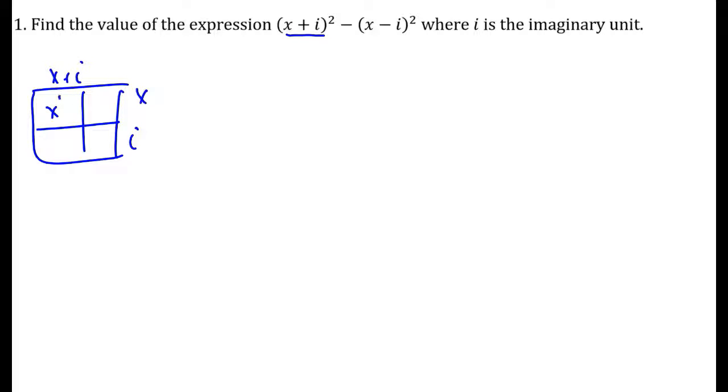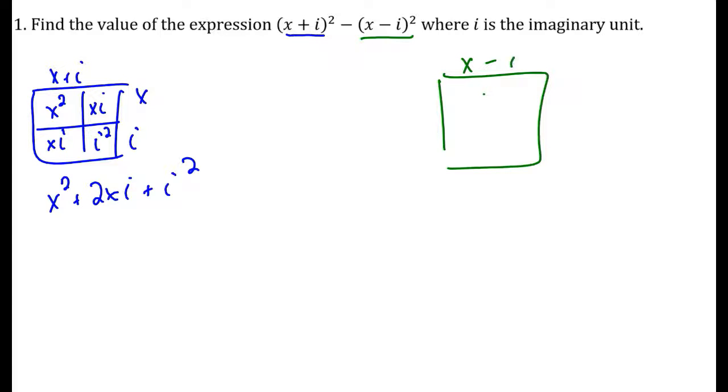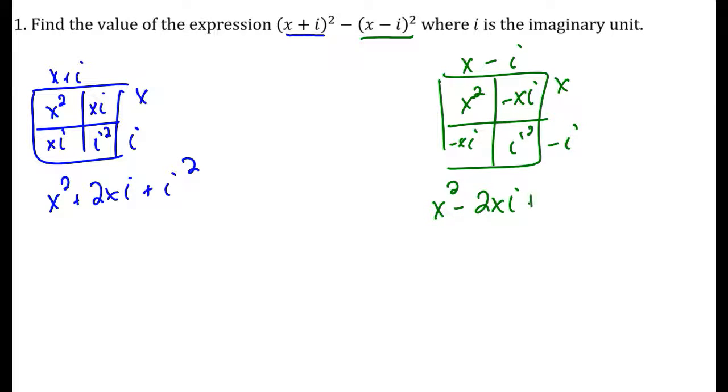I get x times x is x squared, i times x is xi, x times i is xi, and i times i is i squared. So that first quantity is x squared plus 2xi plus i squared. We'll deal with that i squared in a minute. That second quantity, I also need to use a table, or use the identity for squaring a binomial, but you get x squared minus xi minus xi, negative i times negative i is positive i squared. So that's x squared minus 2xi plus i squared.